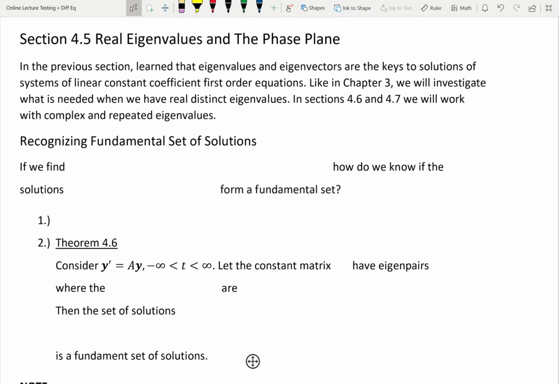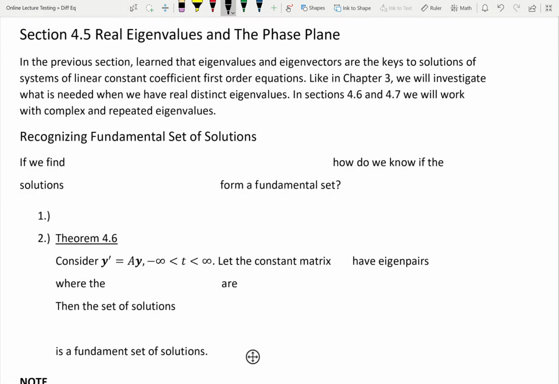If we find eigenpairs, which we talked about in the previous section, eigenpairs are of the form lambda 1, x1, where lambda 1 is your eigenvalue and x1 is your eigenvector, lambda 2, x2, all the way up to lambda sub n, x sub n. How do we know if the solutions of the form y sub i of t, which is equal to e to the lambda i t x sub i, form a fundamental set?